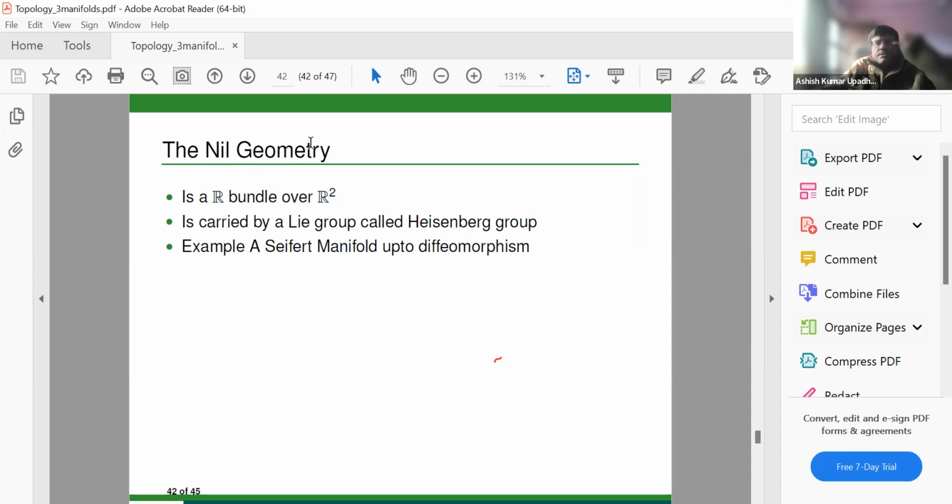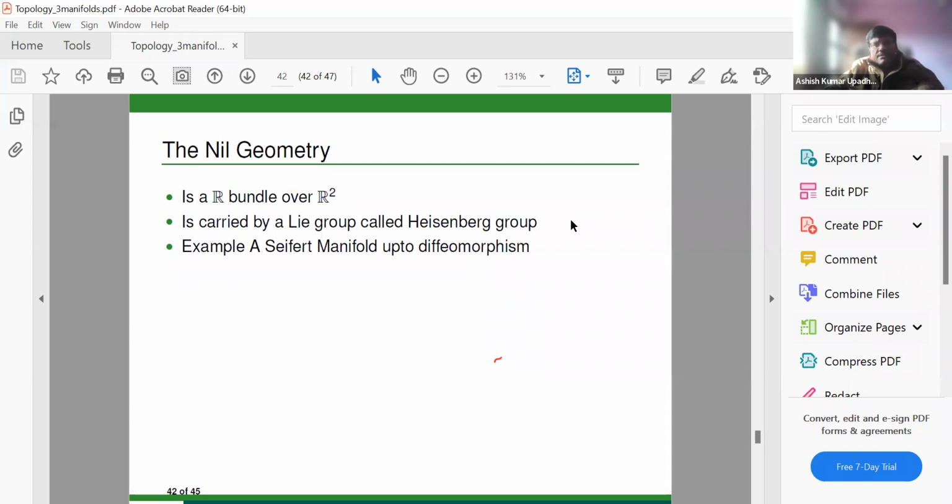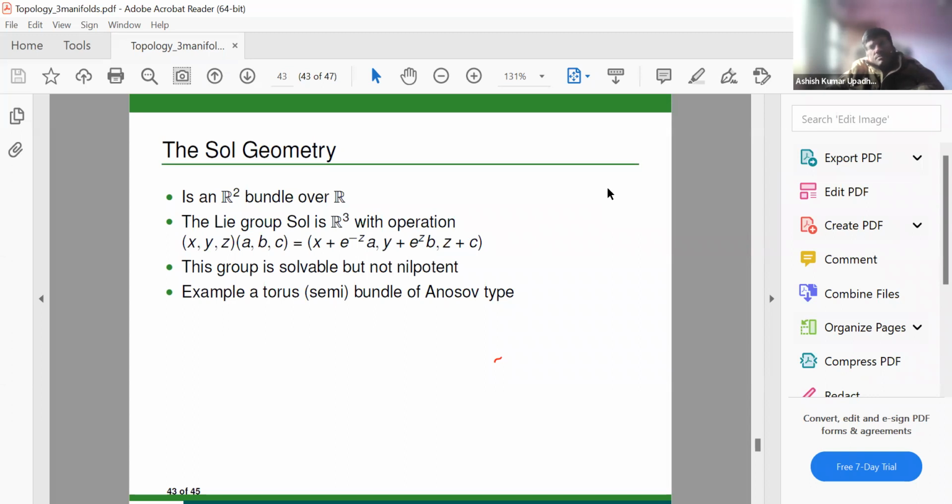Another geometry is named nil geometry. This is an R bundle over R2. As you can see, this is simply connected, and it is carried by a Lie group called the Heisenberg group. And these groups, Heisenberg groups, are actually nilpotent groups. Therefore, the geometry has the name nil geometry, and its example is a Seifert manifold up to some diffeomorphism. So I have not given technicalities. There is no meaning in giving technicalities. This has to be worked out and understood, and it cannot be done in a 1 hour lecture, as many of us know.